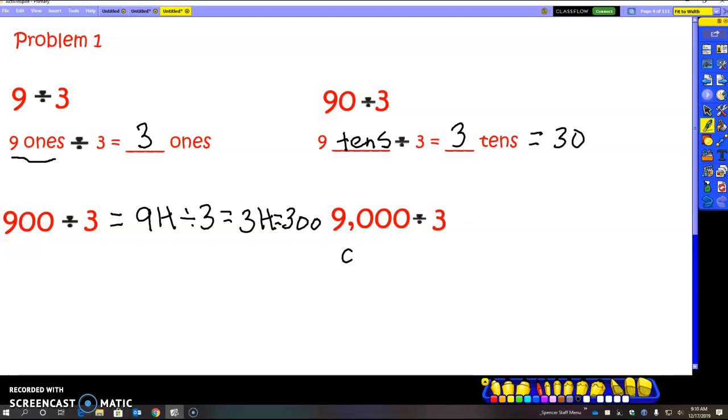Alright, and here we have 9,000 divided by 3 gets me 3,000. Okay, so using our multiples, dividing should be pretty easy peasy today. Okay, just have to look carefully.